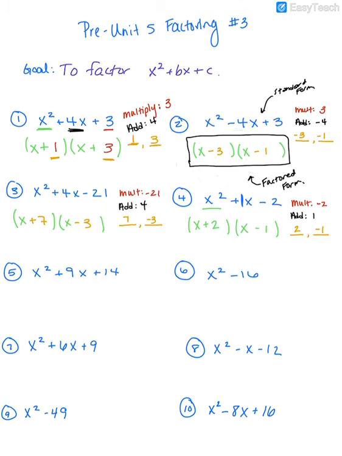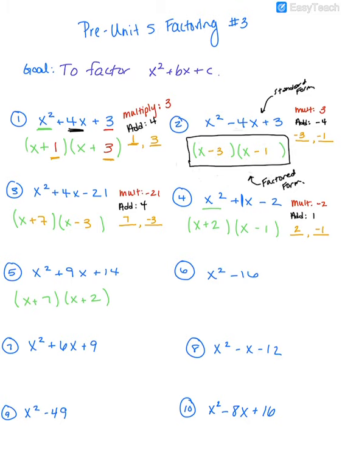Why don't you try number 5 on your own, completely on your own? So go ahead and hit pause, try number 5 on your own, and when you get your final answer, just put your pencil down. You should have gotten x plus 7 and x plus 2 as the factored form.